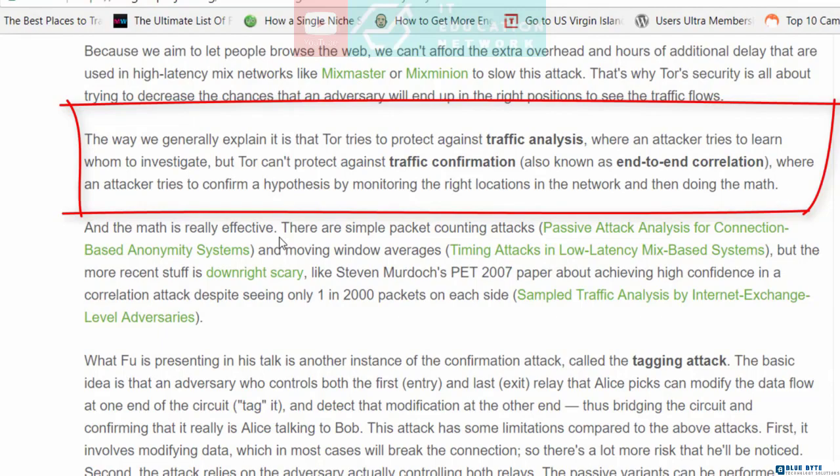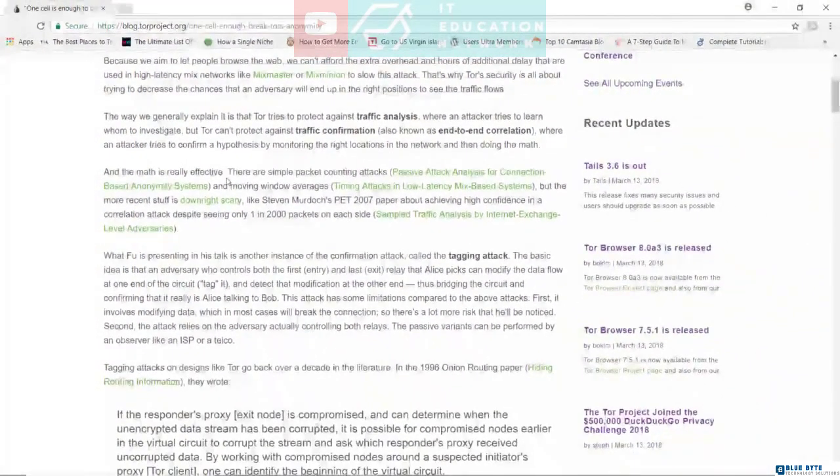So there you have it, the devs have specifically said that they cannot prevent attackers or hackers from trying to correlate traffic from the entry node to the exit node. So that's one thing you should keep in mind. Looks like the end-to-end correlation attacks are here to stay.